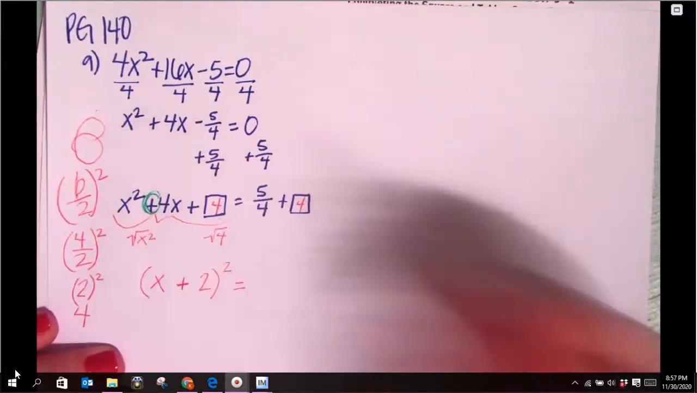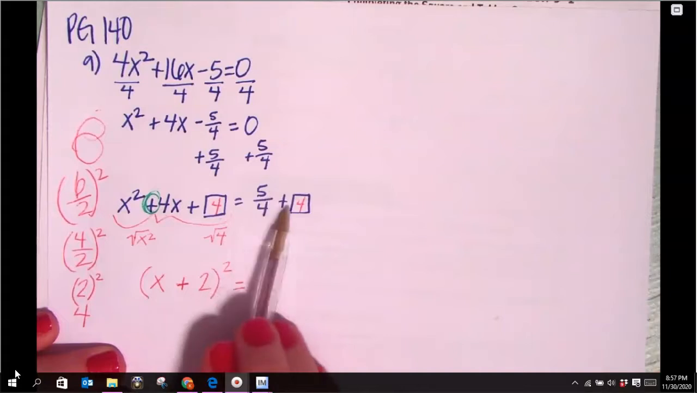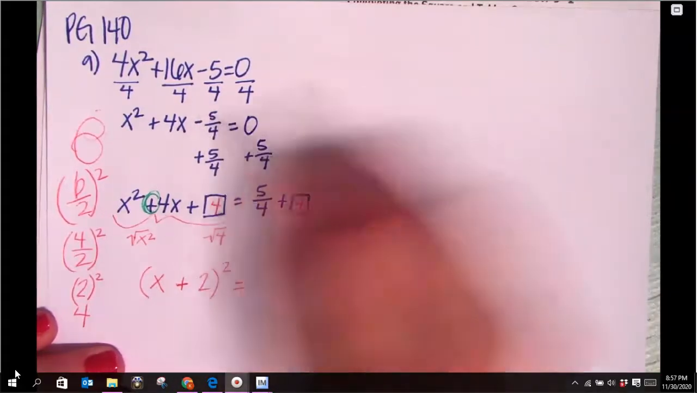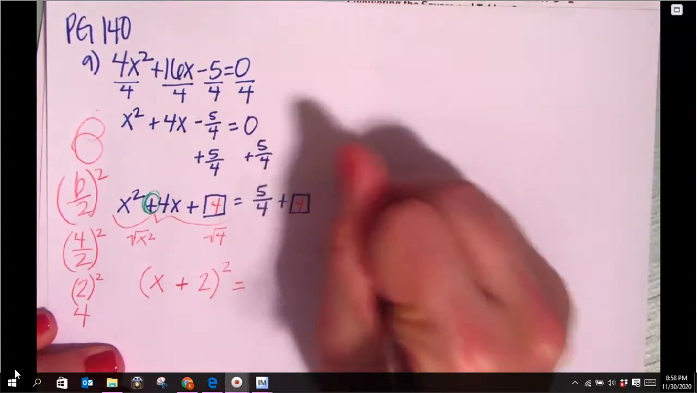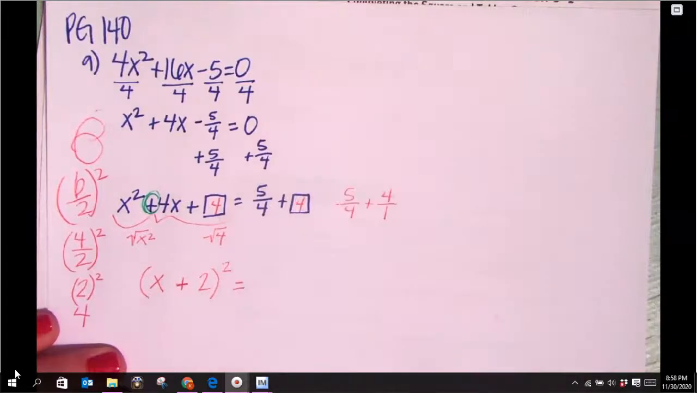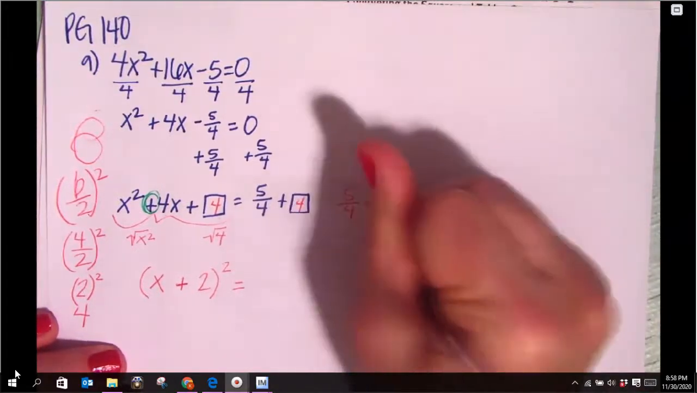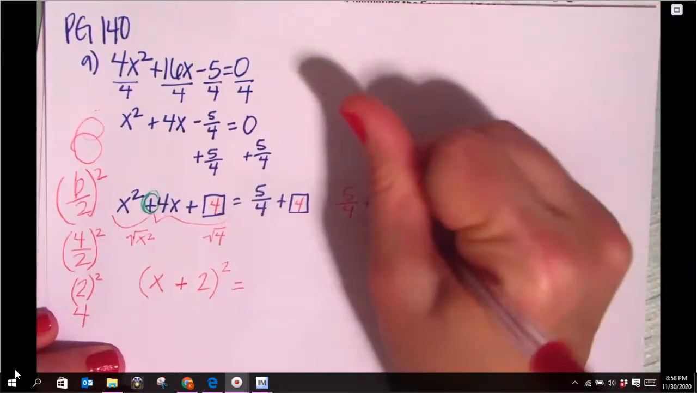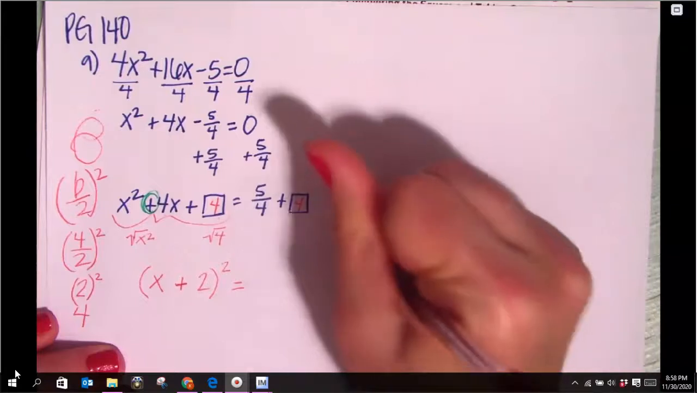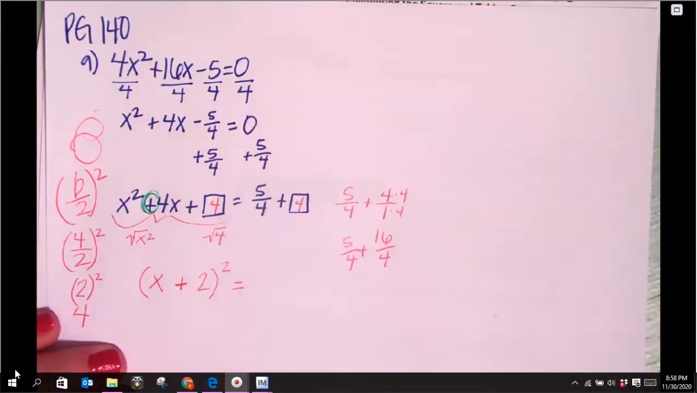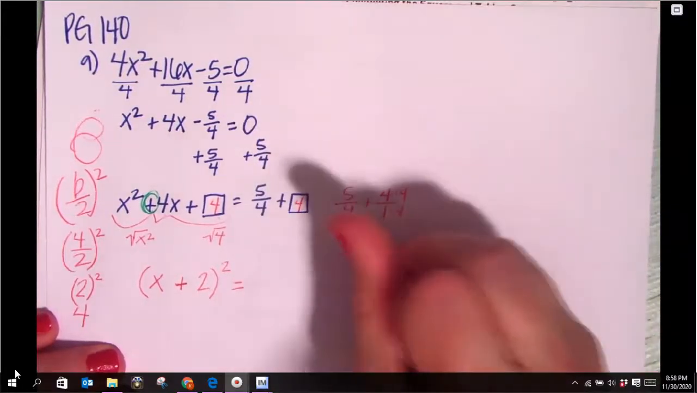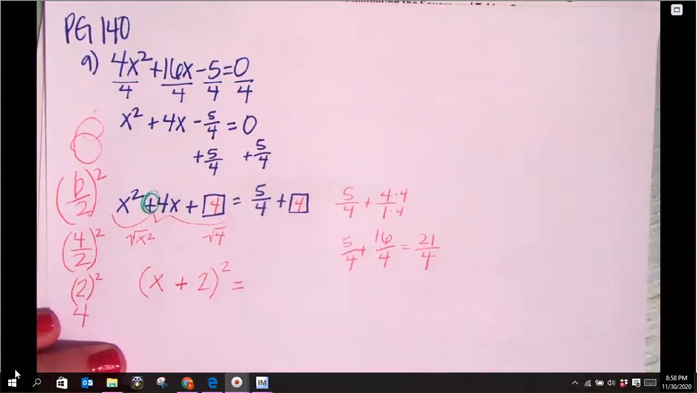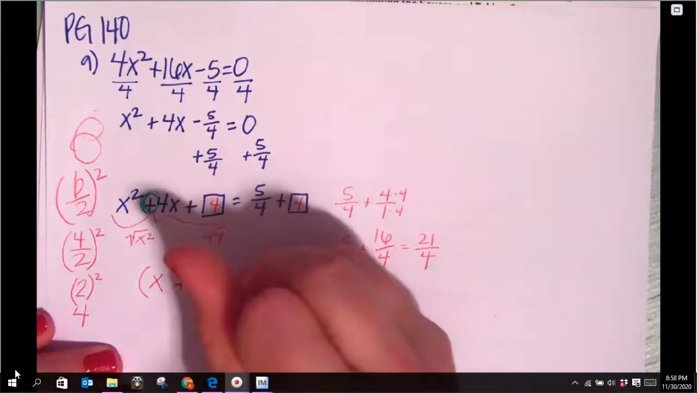Then it equals, over here, we want to add those together. You could put that in a calculator, or you could add the fractions. Remember that when you add fractions, you need them to have a common denominator. So I need that denominator to be 4. So I'm going to have to multiply by 4. So that's 16/4 plus 5/4. 5 plus 16 is 21 over 4. Again, you can use a calculator for that, but just leave it as a fraction.